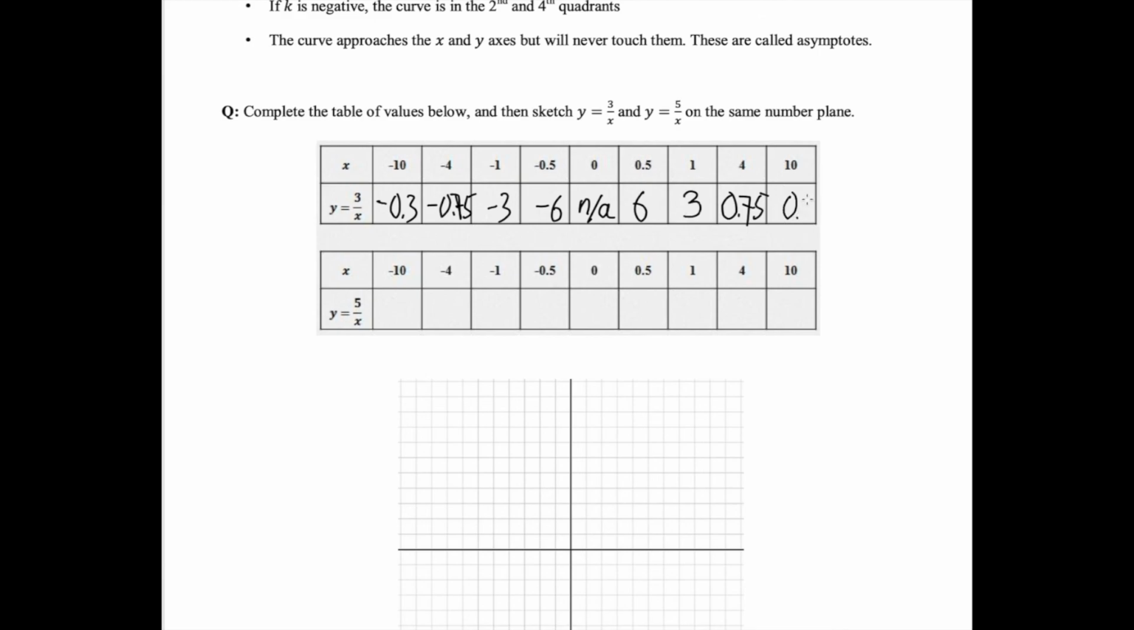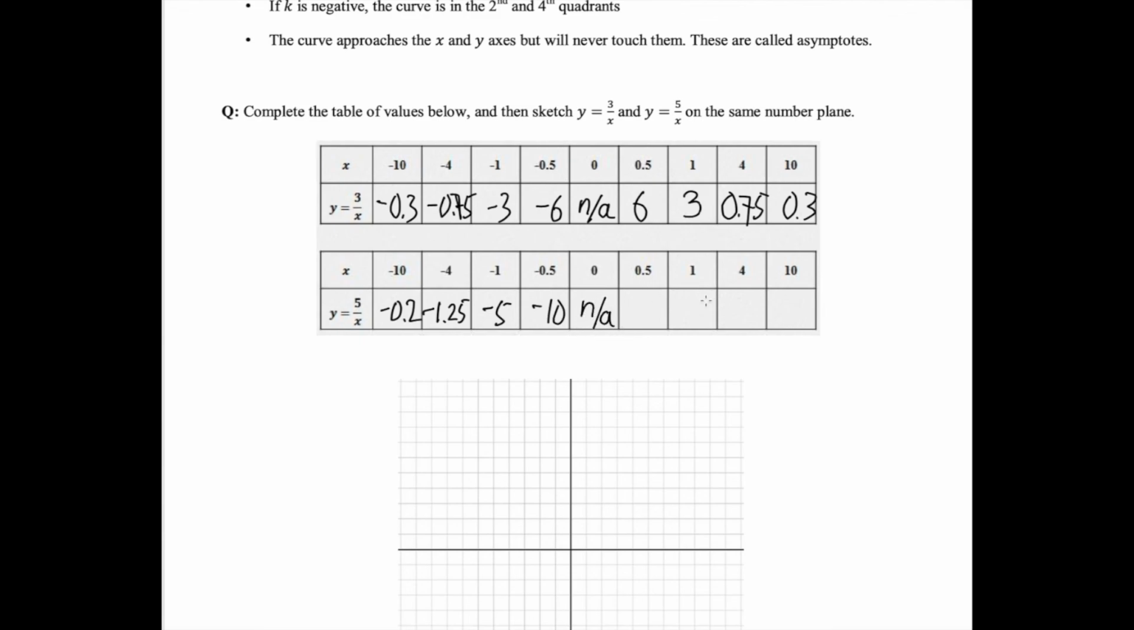0.3, right? Now, do the same thing over here, so you get 5 divided by minus 10, which is minus 0.2. This one is 5 divided by minus 4, which is what? Minus 1.25. Next one is 5 divided by minus 1, which you should know, minus 5. 5 divided by minus 0.5, which is minus 10. This one is not available. As you know, you cannot divide by 0.